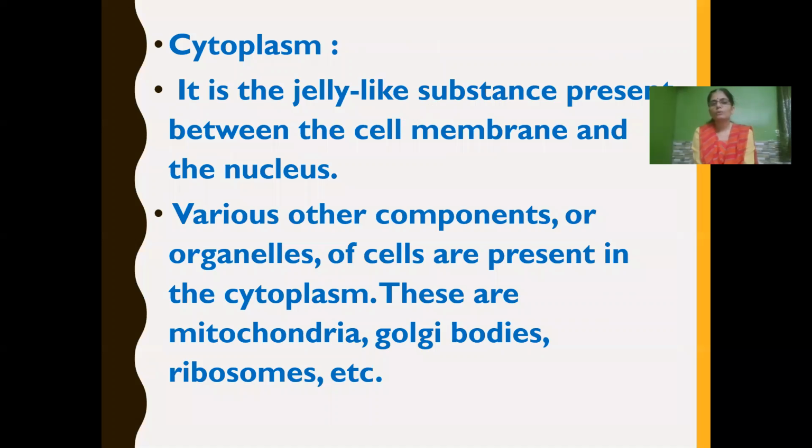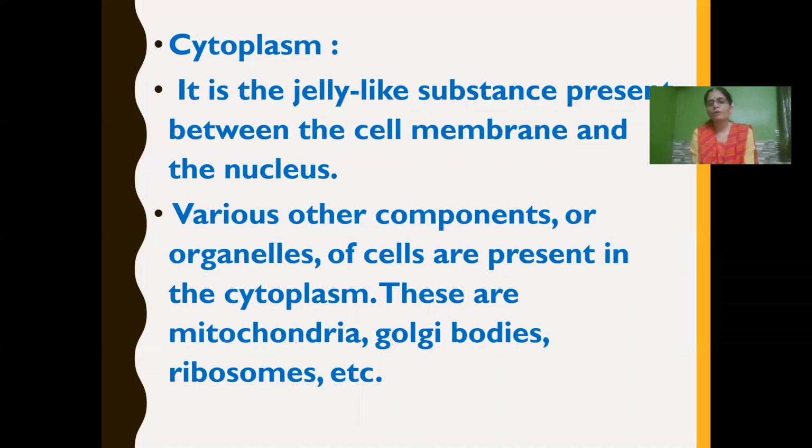Now, children, let us learn about cytoplasm. What is cytoplasm? It is a jelly-like substance that is present between the cell membrane and the nucleus. And this cytoplasm provides a place for various other components. These cell components we otherwise call organelles. Just as we have various organs, the same way the cell also has various components. So those various components are called organelles.